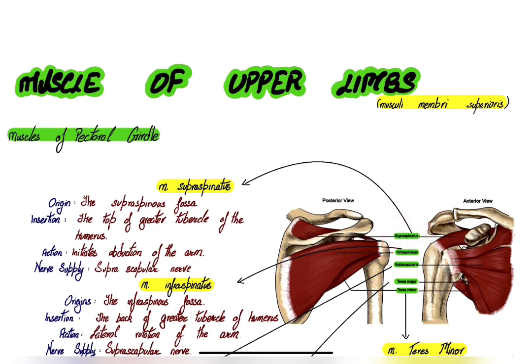Now, the supraspinatus muscle originates from the supraspinous fossa and has its insertion in the greater tubercle of the humerus. The action that it performs is initiation of the abduction of the arm. I hope you know what abduction is by now, and the nerve supply is the suprascapular nerve.